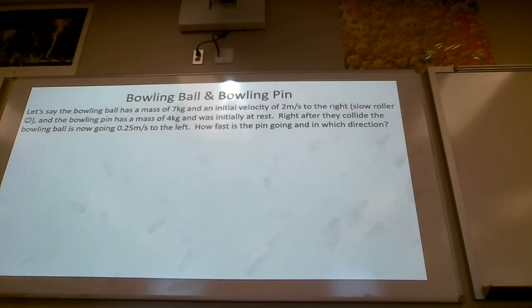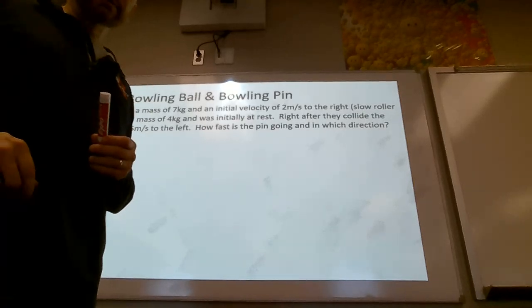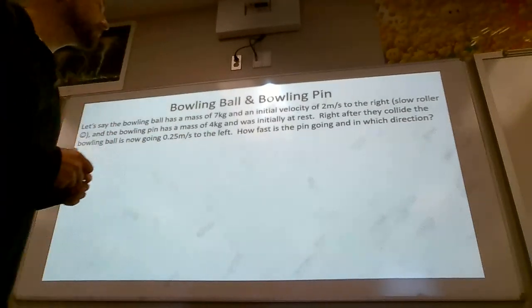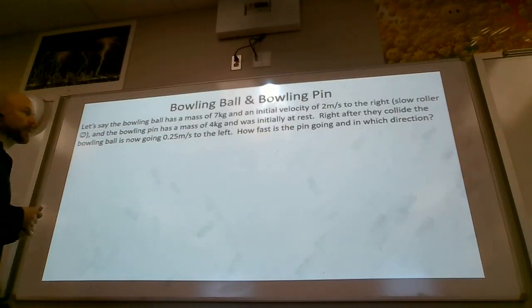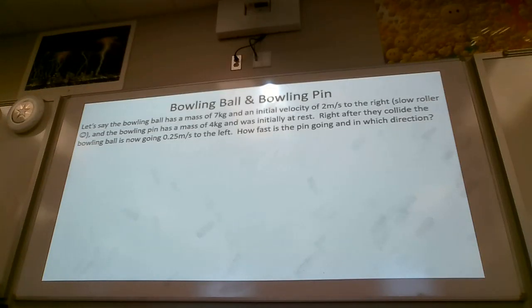The second thing I need to do, and this is crucial, is determine which direction is going to be positive. So the numbers, the measurements. Let's say the bowling ball has a mass of 7 kilograms initially, with a velocity of 2 meters per second to the right. So it's a slow roller. The bowling pin has a mass of 4 kilograms and is initially at rest.